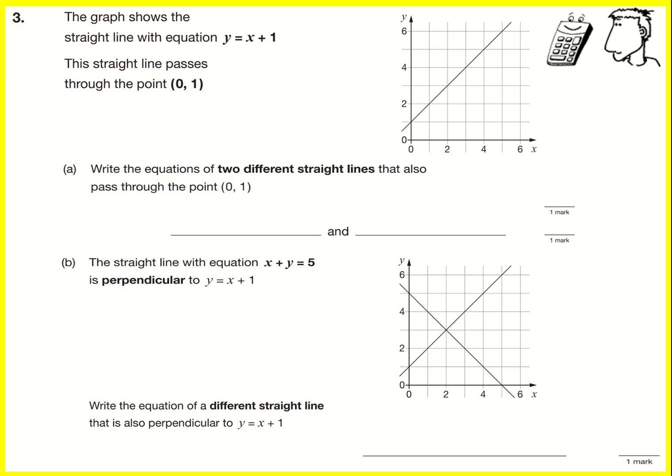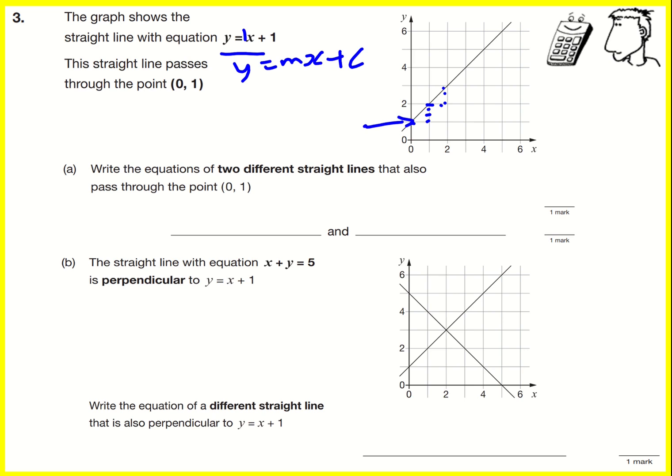I'm going to talk a little bit about this equation because I'm going to assume that you've covered this topic. It's y equals mx plus c, essentially, where m is the gradient and c is the intercept. So basically here, the gradient is 1. I go along 1, I go up 1, along 1, up 1, and the intercept is this number here, 1.